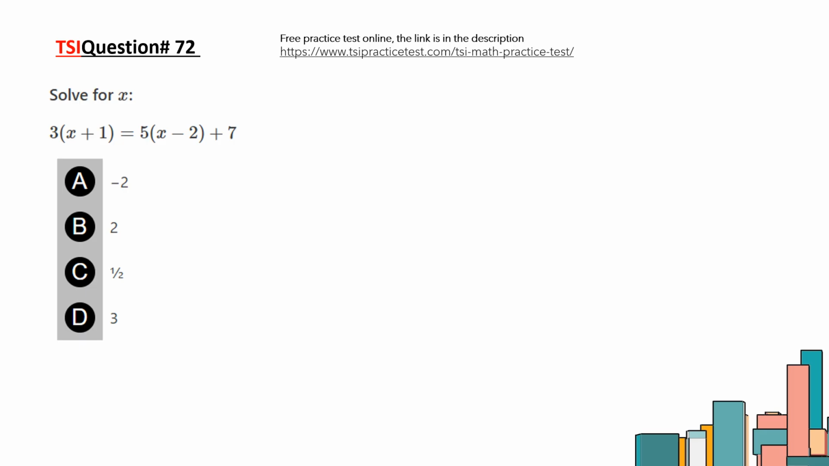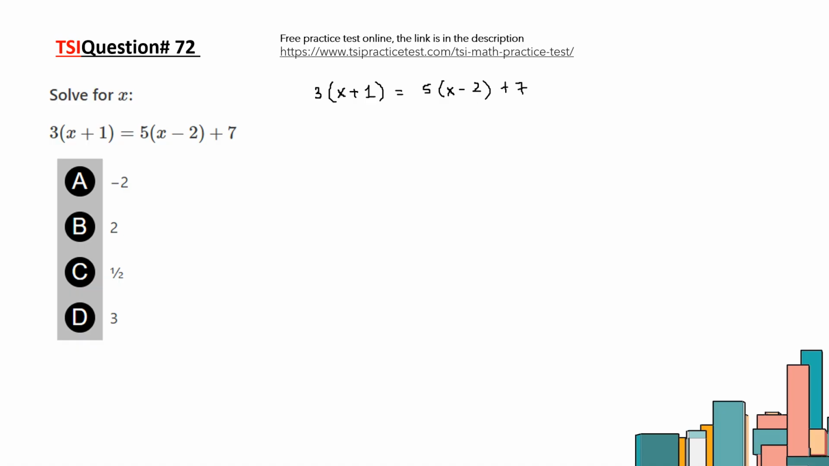Solve for x. 3 times (x + 1) equals 5 times (x - 2) plus 7. So when we see the parentheses, we need to distribute. We want to take off the parentheses by distributing. So let's write that down one more time: 3(x + 1) = 5(x - 2) + 7.